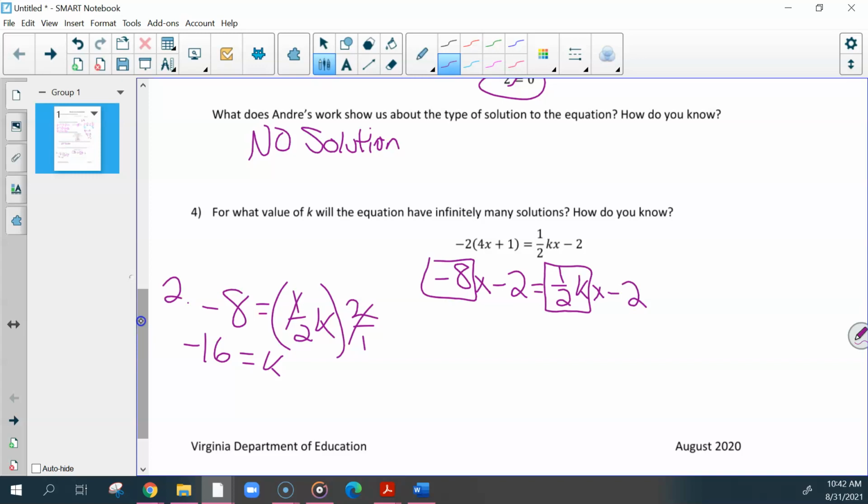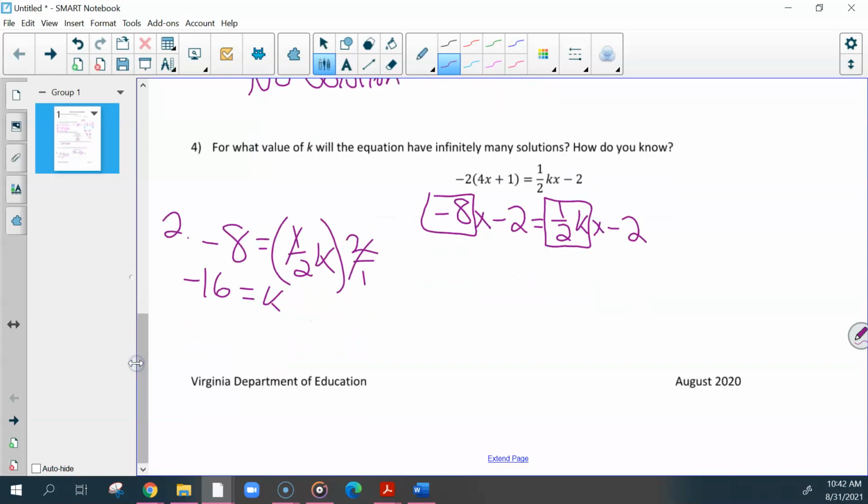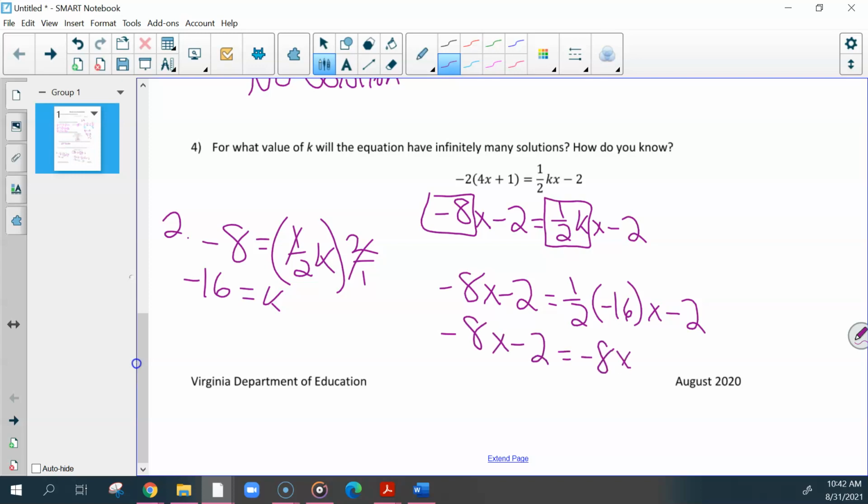I'm going to write this into the equation. If K is equal to negative 16, negative 16 times 1/2 is negative 8. And now both sides look identical. They are the same. So from there, I know that this will now give me infinitely many solutions, but my K had to be negative 16.